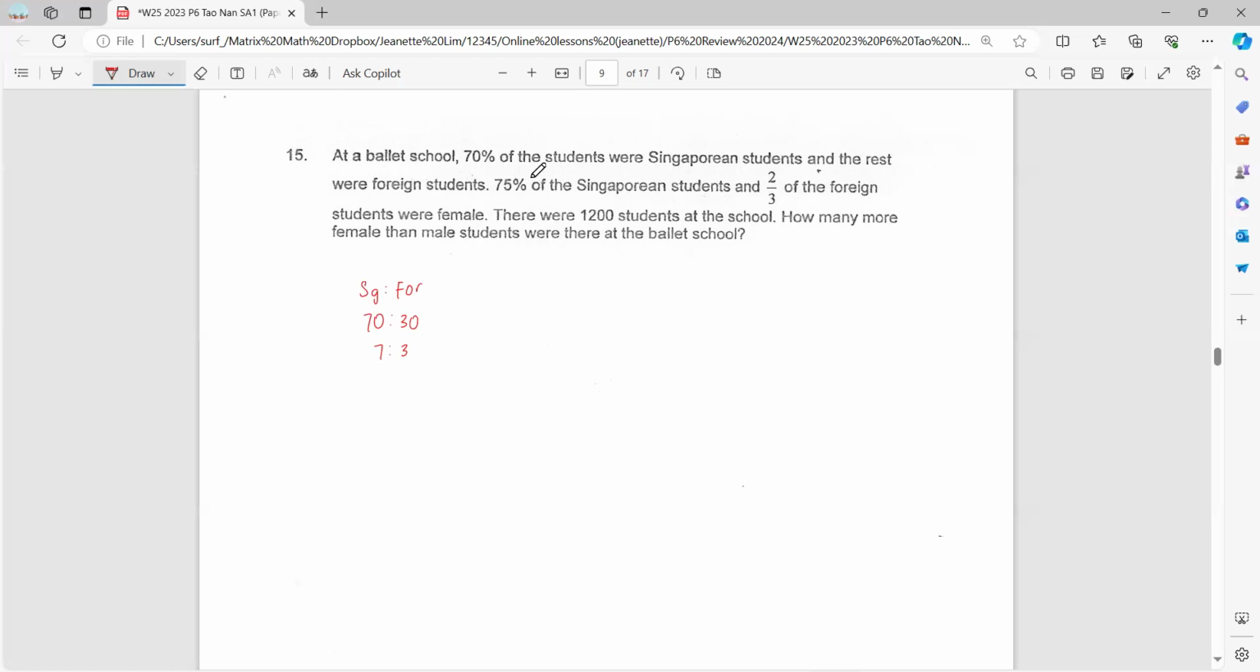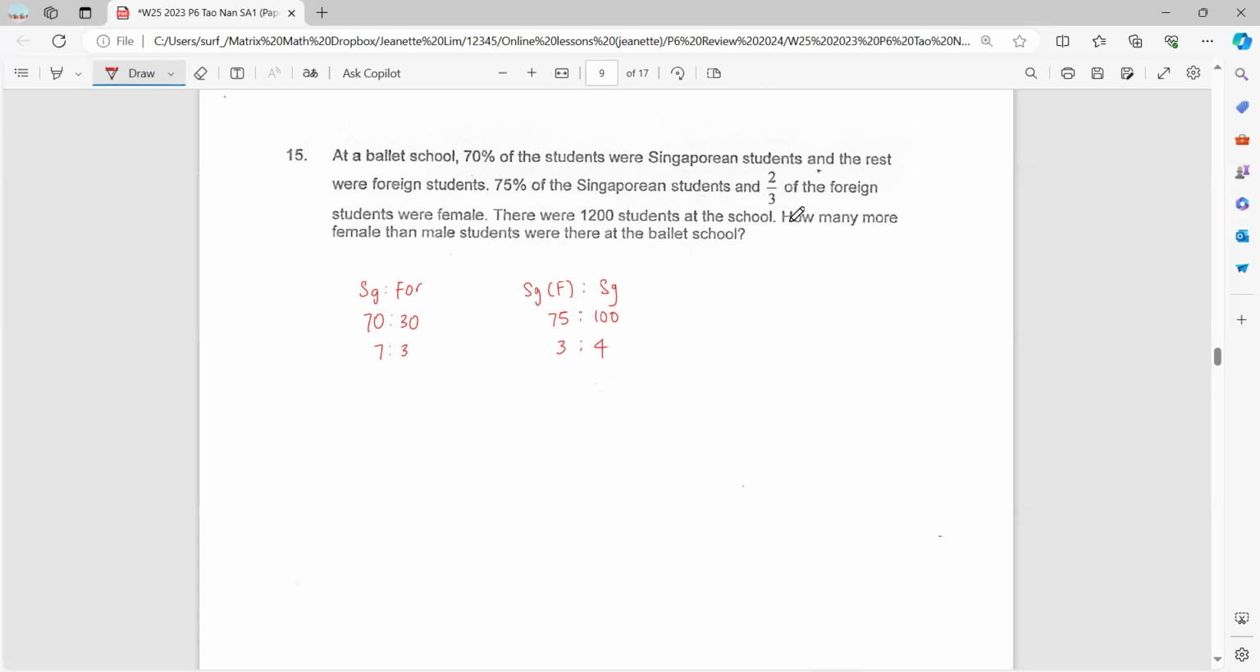Next, 75% of the Singaporean students were female. So this means that the female Singaporeans out of the Singaporeans is 75%, which is 75 to 100. Singaporean females will be 75 units. Total Singaporeans will be 100, because 75% is out of 100%. Simplify this, you get 3 to 4.